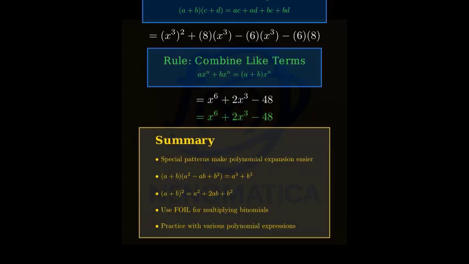When squaring binomials like (a plus b) squared, we use the formula a squared plus 2ab plus b squared. And when multiplying two binomials, we can use the FOIL method to distribute terms. These strategies help us tackle complex polynomial expressions efficiently.